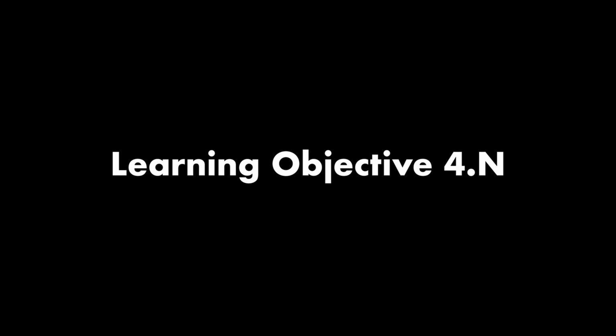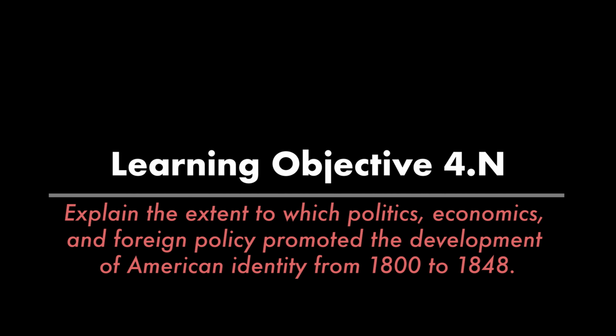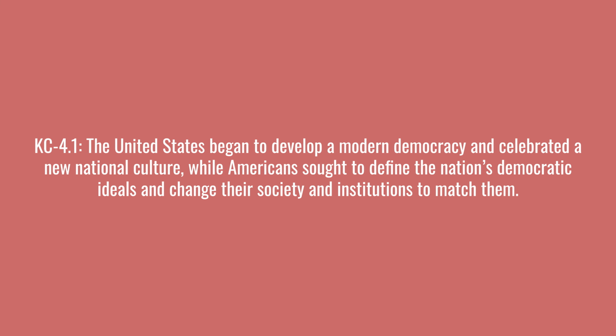The learning objective is explain the extent to which politics, economics, and foreign policy promoted the development of American identity from 1800 to 1848. This historical period very much emphasizes American identity and all of the things that led to its formation, like the development of a democratic society. This key concept says the United States began to develop a modern democracy and celebrated a new national culture, while Americans sought to define the nation's democratic ideals and change their society and institutions to match them.